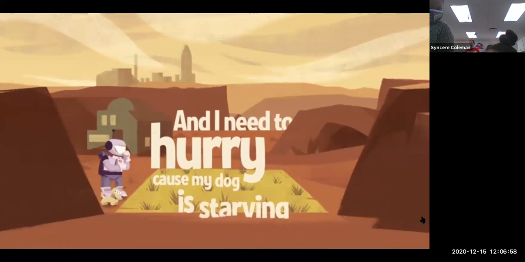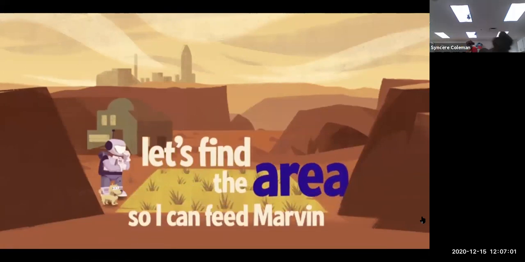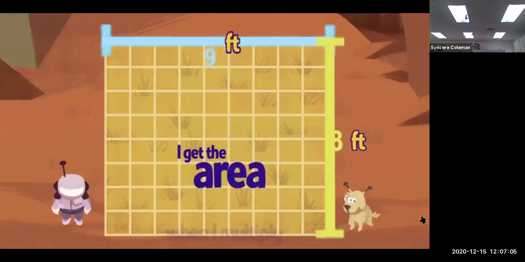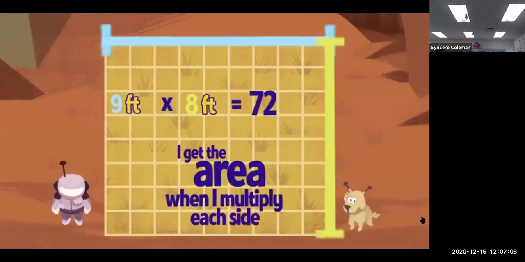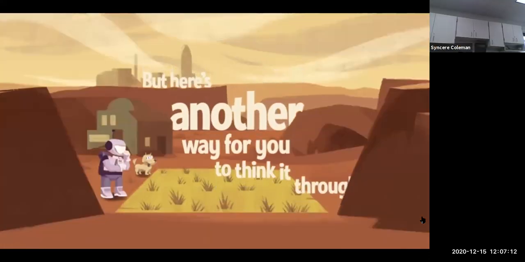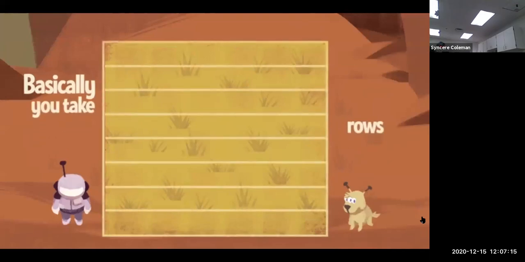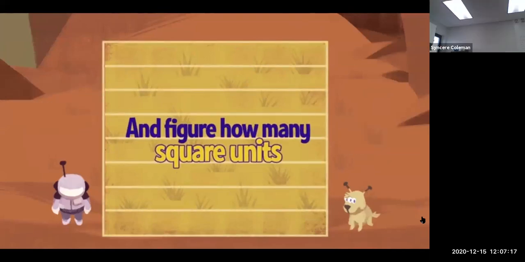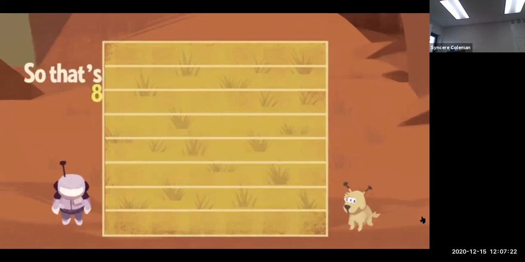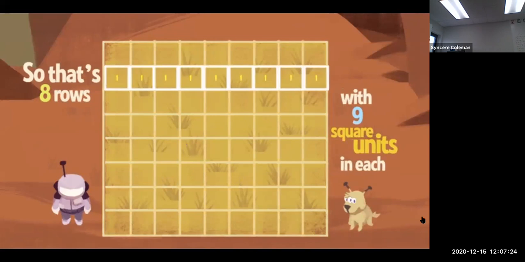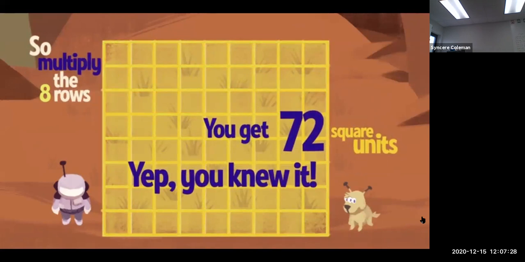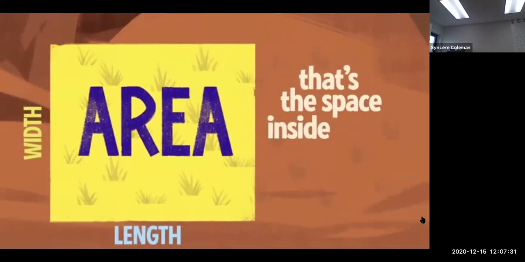And I need to hurry because my dog is starving. Let's find the area so I can feed Marvin. My yard is 9 feet long by 8 feet wide. I get the area when I multiply each side. And 9 times 8 is 72. But here's another way for you to think it through. Basically, you take the rows and figure how many square units fit inside of those. My backyard is 8 feet wide. So that's 8 rows with 9 square units in each. So multiply the 8 rows by the 9 square units, you get 72. The area, that's the space inside.